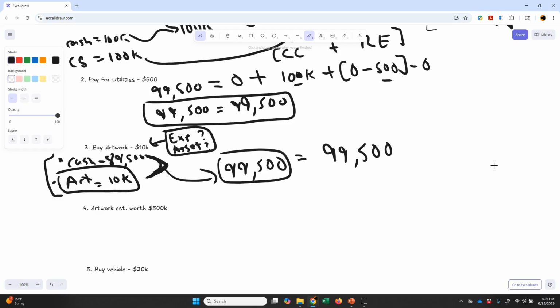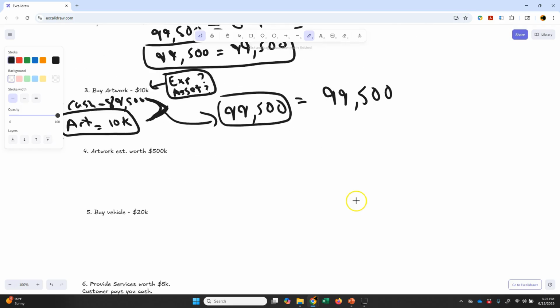Okay, so we can still see here that our equation is balanced. Okay, so the next one is kind of a trick question. Let's say some time goes by and we determine that the artwork is, we think, estimated to be worth 500K. Now, is there some event that we can account for here? Well, not really, because we haven't transacted. We think it's worth 500K. We don't know that for a fact until we actually sell it. Okay, so if we don't sell it and we're just speculating that it's worth 500K, there's no transaction.